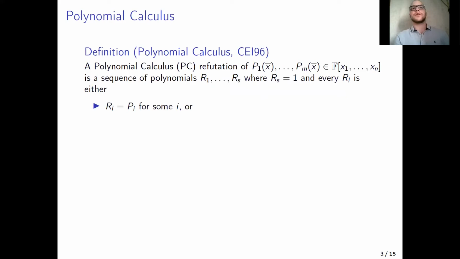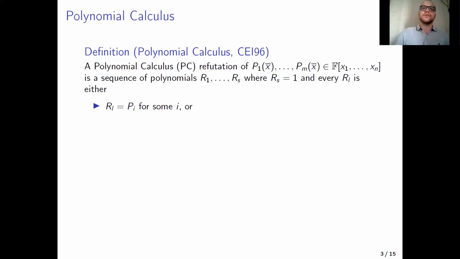However, in our work, we are going to consider algebraic proof systems, such as polynomial calculus. Polynomial calculus is a dynamic Nullstellensatz proof system, and a polynomial calculus refutation is a sequence of polynomials where each polynomial is derived by one of three rules.